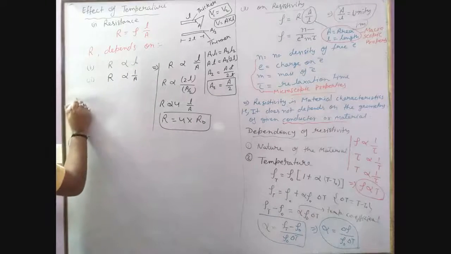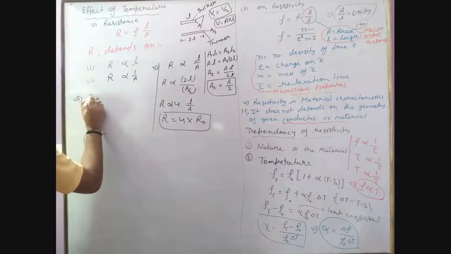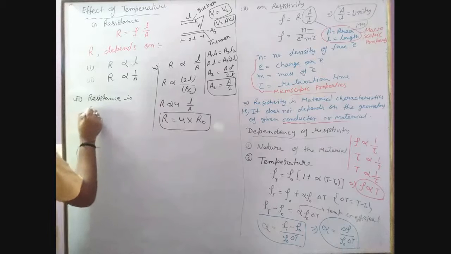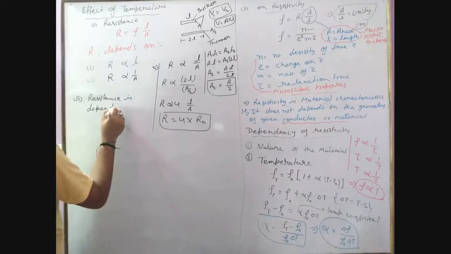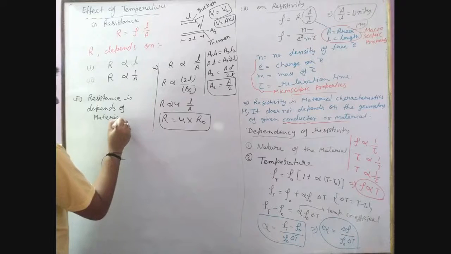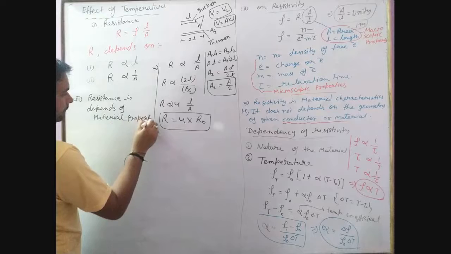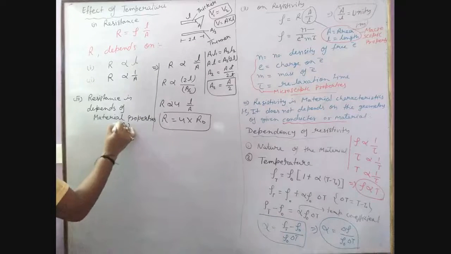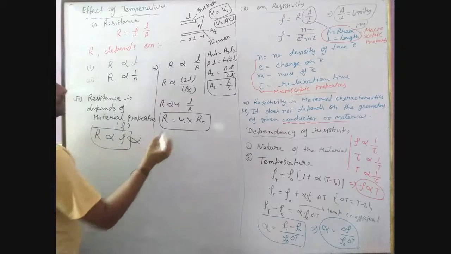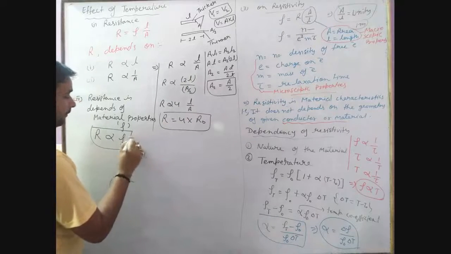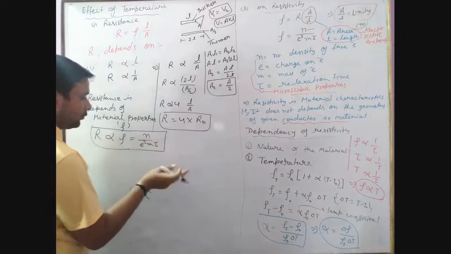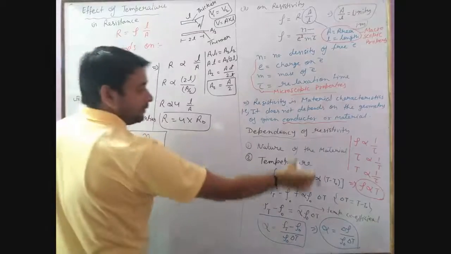Okay. And third we have that the resistance depends on material characteristic, material property. What is the material property? So the answer is resistivity, which means R is directly proportional to rho. Now rho is related to what? The answer is rho is given by m upon n e squared tau. So it will depend on these, and we have easily understood this here.